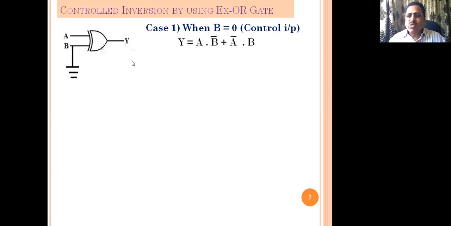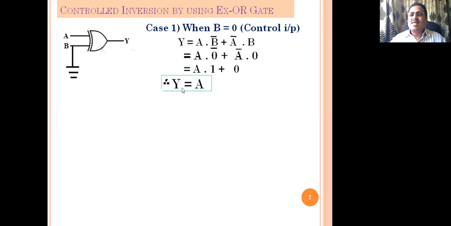The equation for a 2-input XOR gate is what? A and B bar, or A bar and B. Now put the value of B as 0. The equation becomes A and 0 bar, or A bar and 0. Now, as you know, the complement of 0 becomes 1. ANDing any number with 0 will remain 0. So A and 1 will remain A only. A or 0 gives the final result Y equals A.